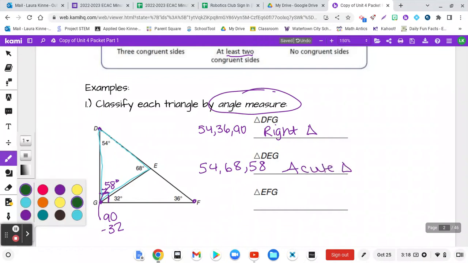Okay, in our last example, triangle EFG. Again, we have 36 and 32. If you notice, this is a linear pair, so that adds up to 180. 180 minus 68 is going to give us 112. So that makes that an obtuse triangle.